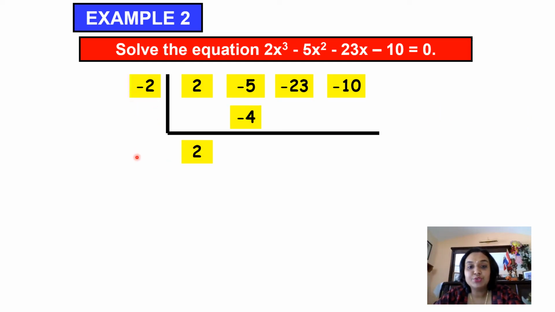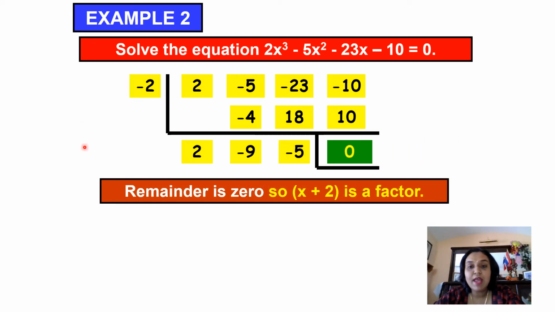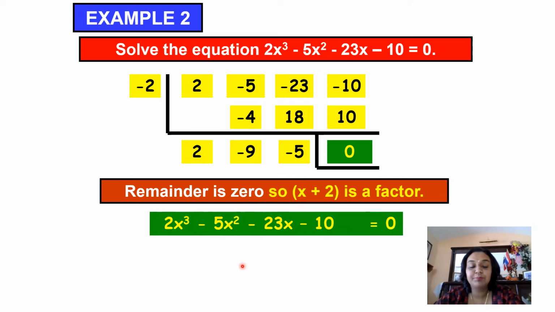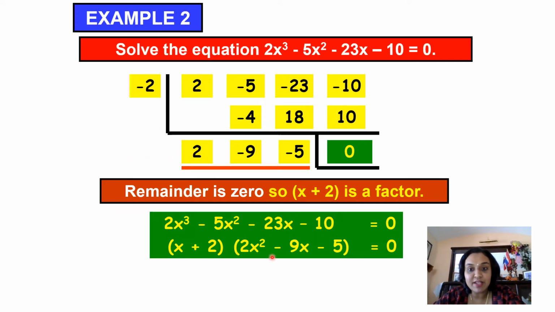Bring down the 2. As usual, we perform the synthetic division. At the end, you must get a remainder of 0. Therefore, x plus 2 is a factor for this polynomial. We need to get the rest of the factors based on the quotient. So it's x plus 2, and this is the quotient, so it's 2x squared minus 9x minus 5.